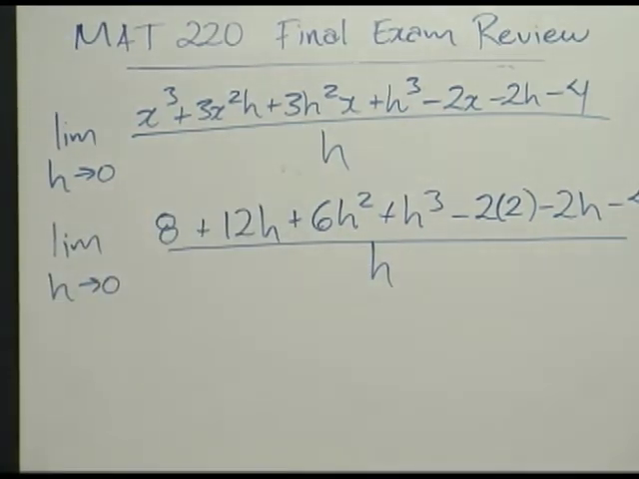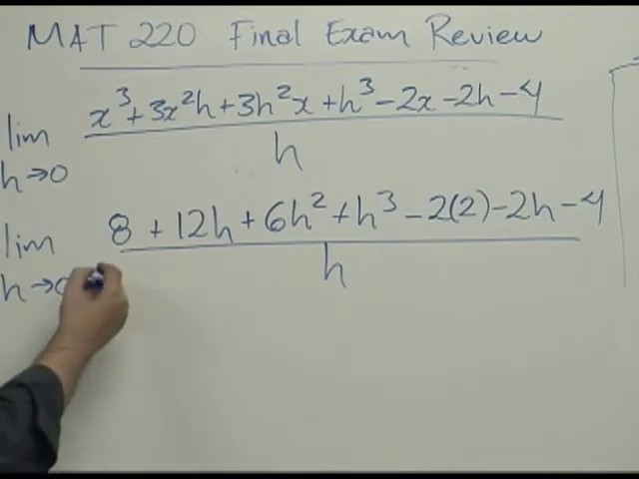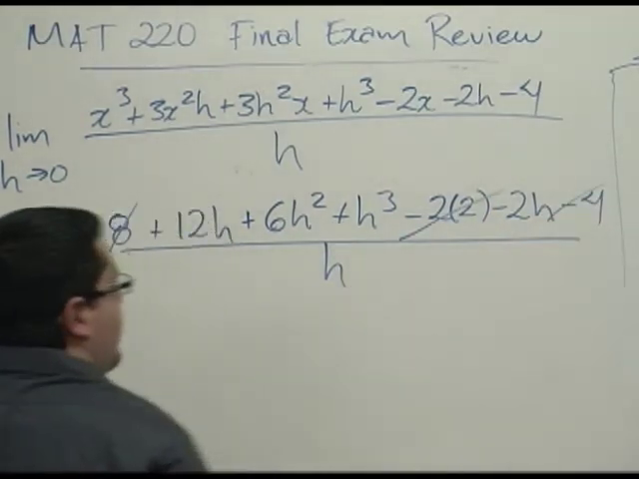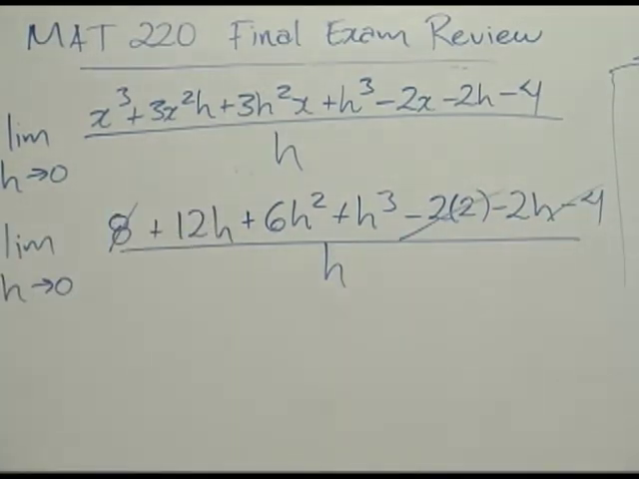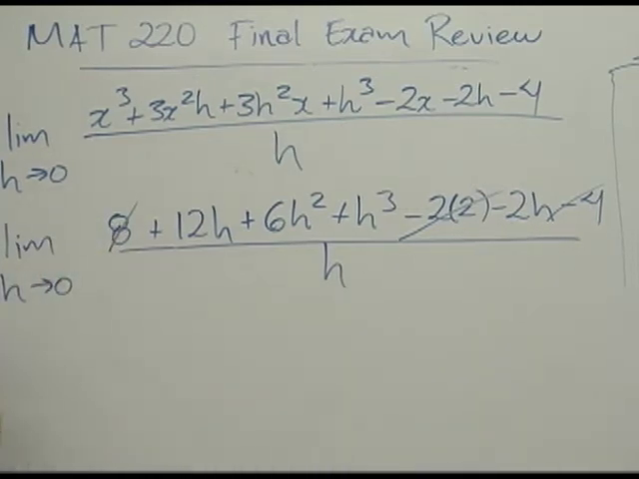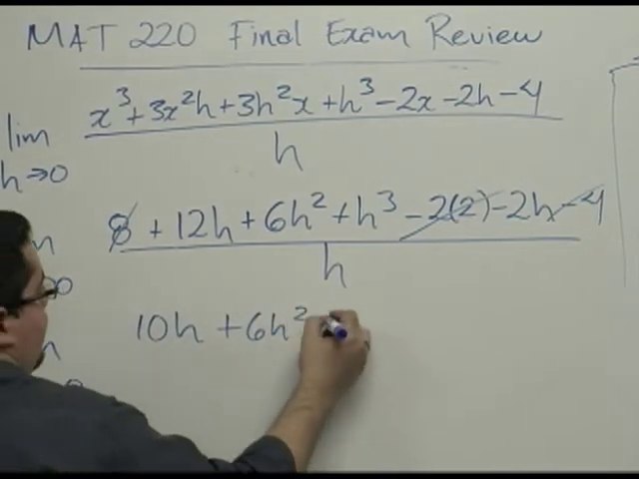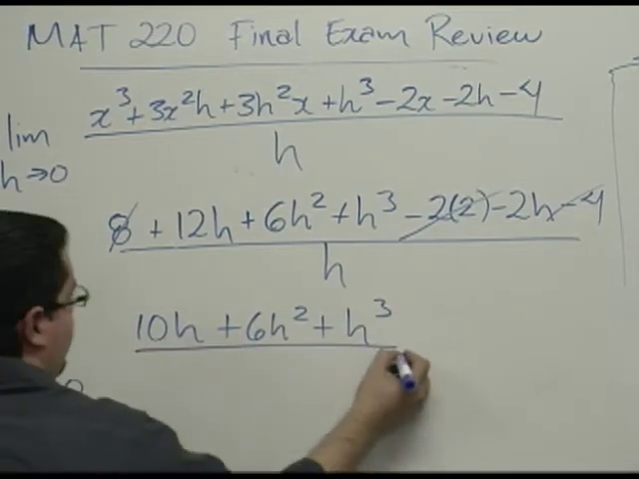Okay? And you see that a lot of things should start to vanish. For example, the 8 and the 4's add up to 0, right? What else? Sorry? So here you have 12h, here you have minus 2h, right? So it's going to reduce down to 10h. You have 10h plus 6h squared plus h cubed over h.